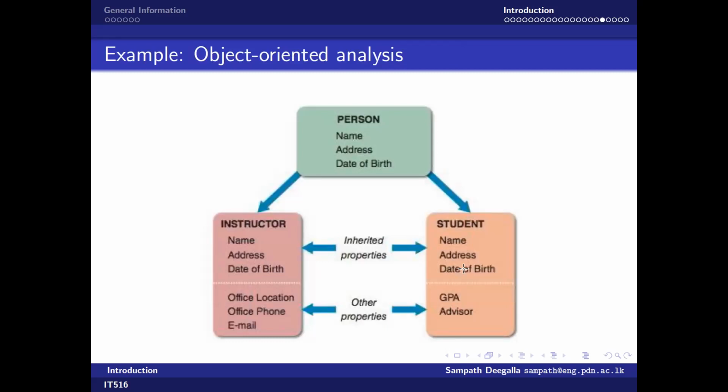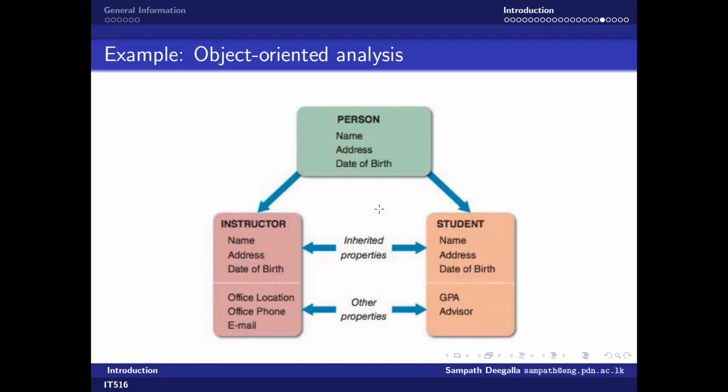So, a small example of what we have in object-oriented analysis. In object orientation, we define what we call classes. The person class is the superclass, and then instructor and student will be subclasses. From superclass to subclasses, you can inherit properties, which means whatever is available in the superclass, in this particular case person, is available in the subclasses, instructor and student.